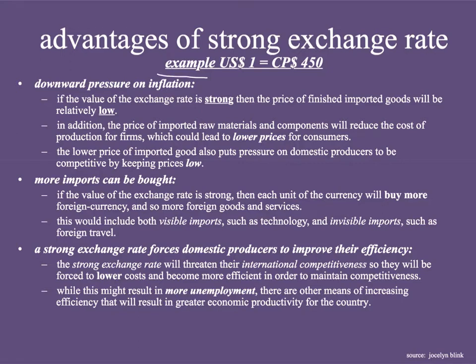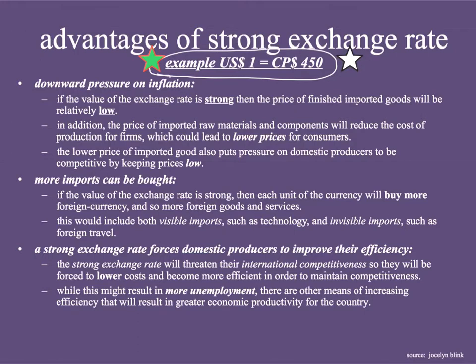In this example, 450 Chilean pesos is going to be worth $1. I say that, and that's important because you can get super confused in this wording of dollars strong and weak. The reason I want to put that out there is that a strong exchange rate means that the Chilean peso is strong against the dollar. Strong against the dollar.